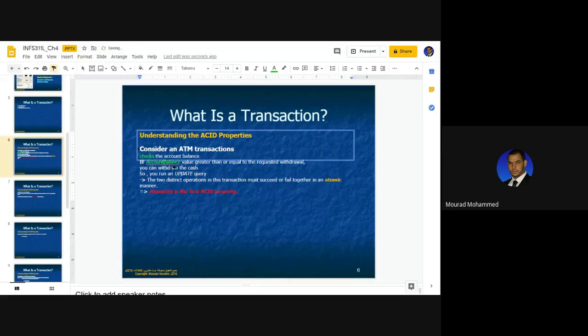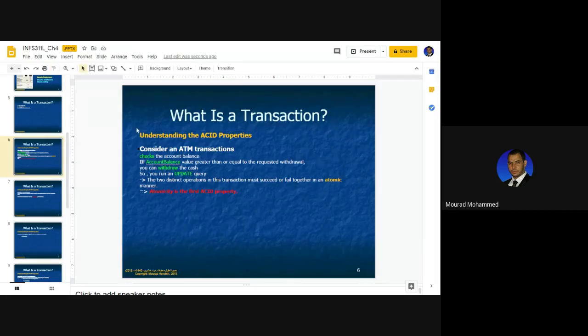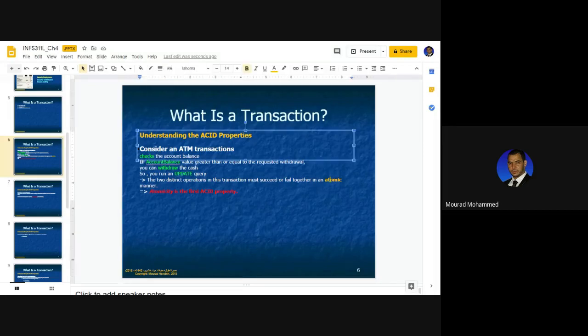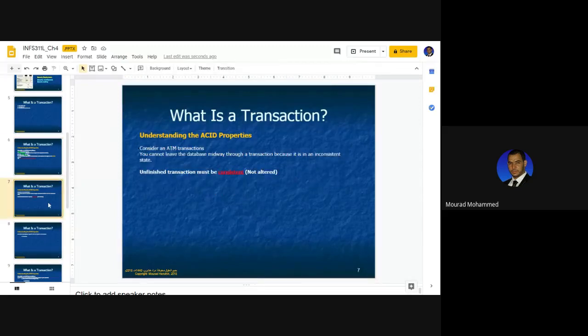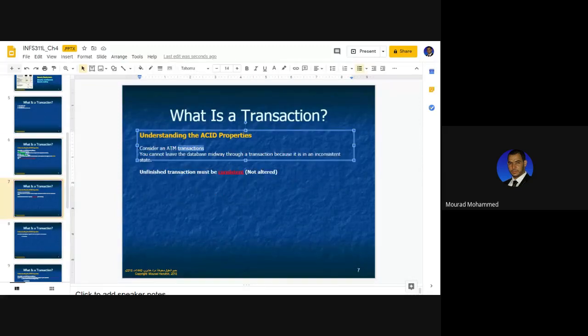You check the account, check the balance, withdraw, and update. Those are 4 tasks that actually have to be either executed altogether or fail altogether. They have to be seen as atomic. Good. The consistency: those 4 tasks, which form one transaction, have to be executed during the full transaction path.